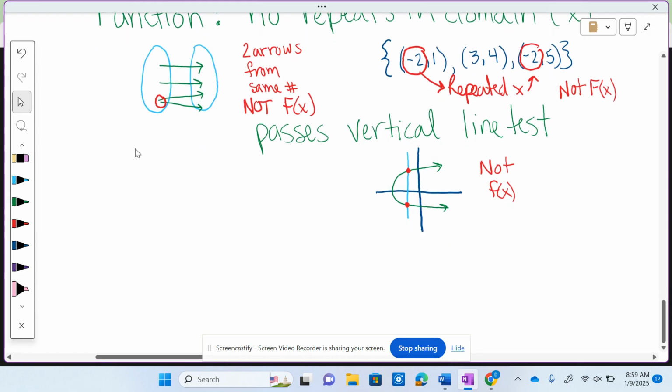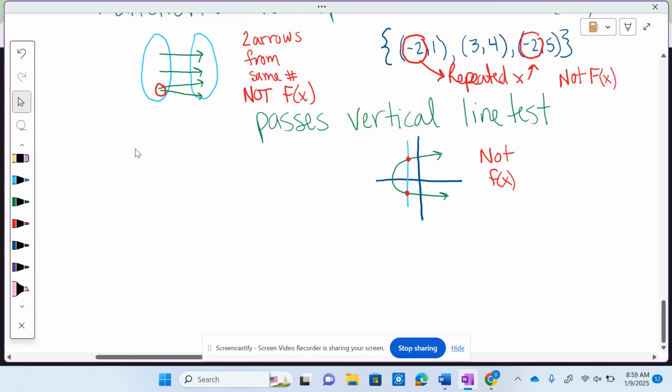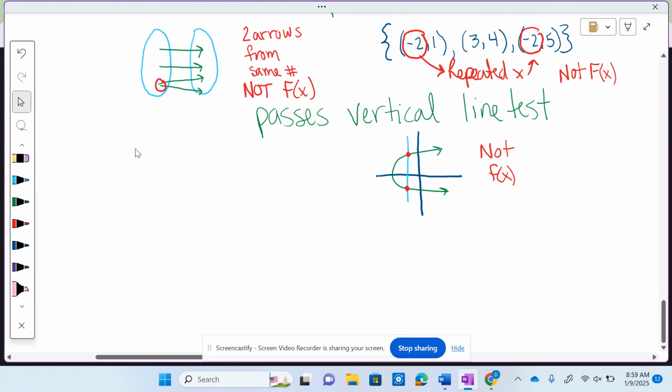Okay, I'm going to go to evaluating functions. I don't know why we struggle with this so much. I wish I could unlock your function brain and figure it out. So I'm going to give you a couple of examples.